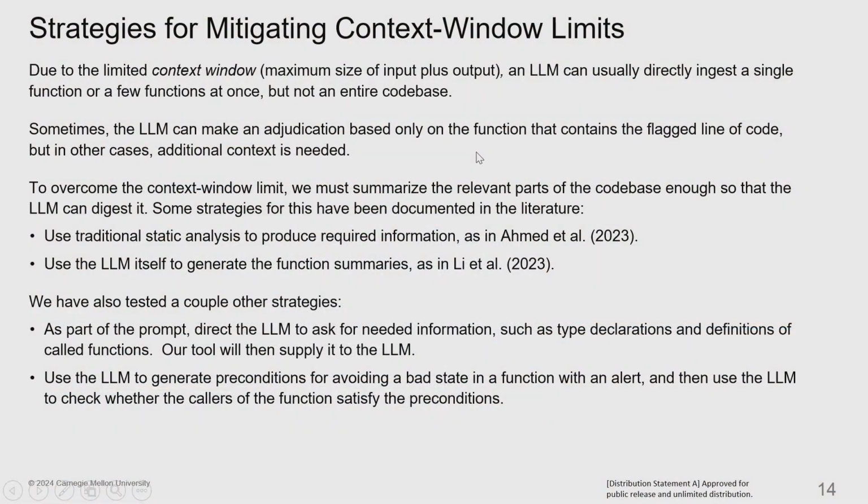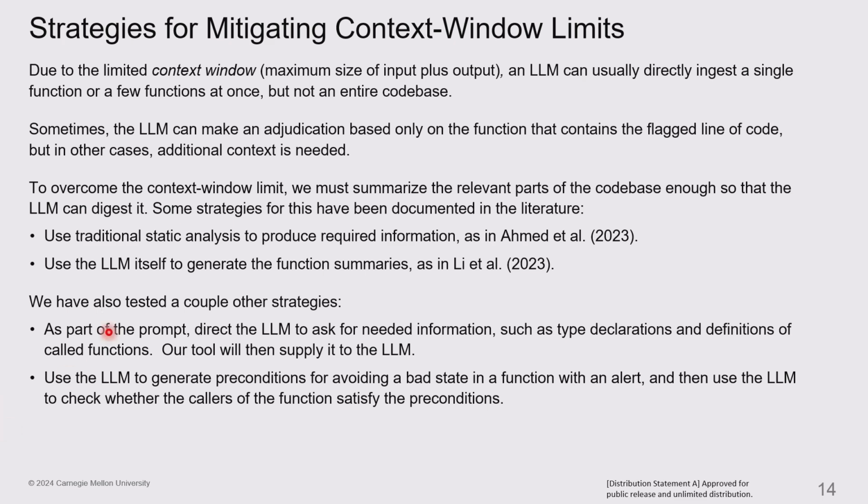So in some cases, the LLM can make its adjudication based only on the function that contains the flagged line of code. In that case, great. In other cases, we need to summarize the rest of the relevant code base so that it can all fit in the context window. So there's a few strategies that have been documented about this. One way that you can do this is to use traditional static analysis to find the needed data. Another thing that you could do is to use the LLM to generate function summaries.